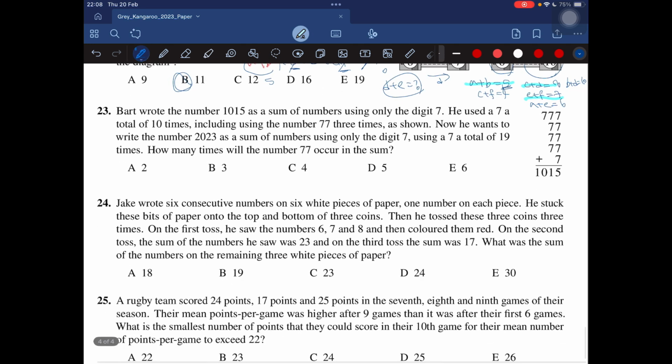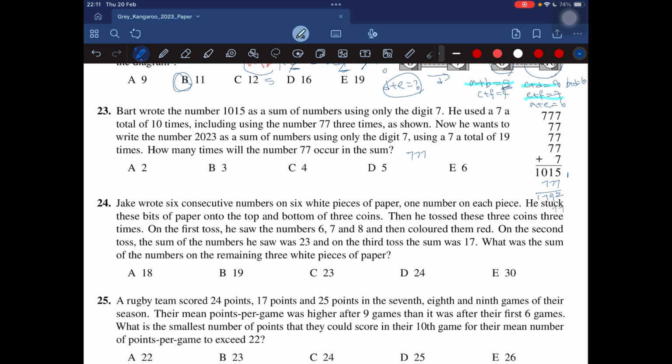Number 23. So Bart wrote the number, sum of the digits, 7, a total of 10 times. So we want to write the number as the sum of numbers using only the digit 7. A 7, total of 19 times. 777, 777, then 2, 9, 7, 1, and another 77.